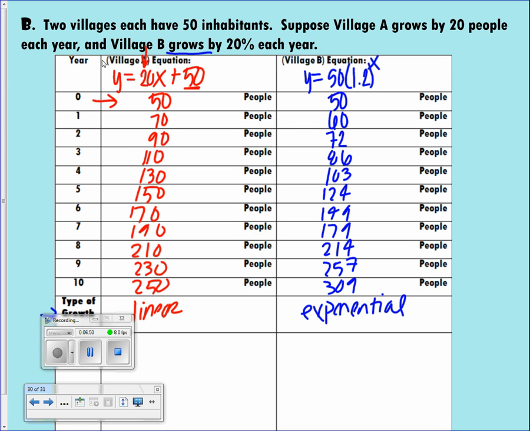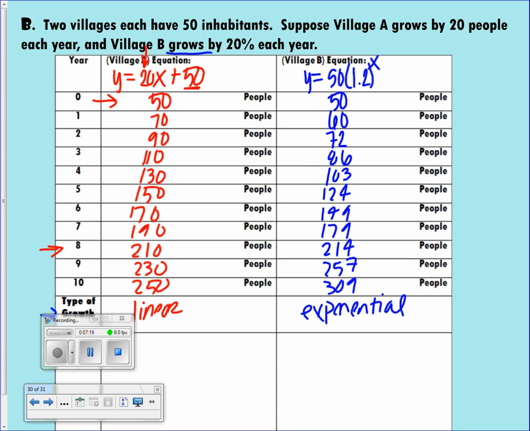Okay, so you can go ahead and see that our Village A is bigger until about, let's see, where does it change here? Right in the 8th year. The 214 is going to be bigger than the 210, so there's that changing year, and then everything after that, your blue, or your Village B, will be bigger, because it's exponential versus linear.